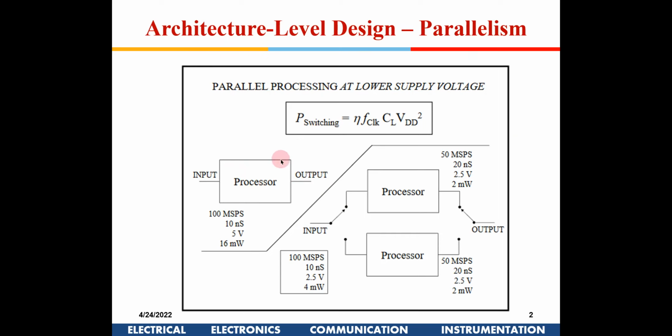Okay, so if I have a single core out here, suppose it is working at 100 megahertz, the total delay is 10 nanosecond, and I'm giving a 5 volt supply voltage, and say assuming that 16 milliwatt is the power which is required for this processor. Now instead of using a single processor, I use dual processor, where some task will be done here, some task will be done here, and finally it will be multiplexed here, right?